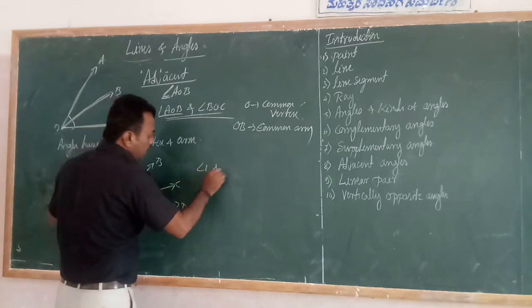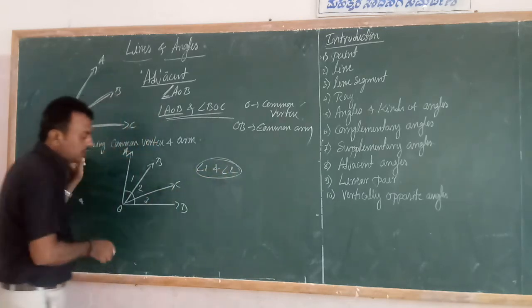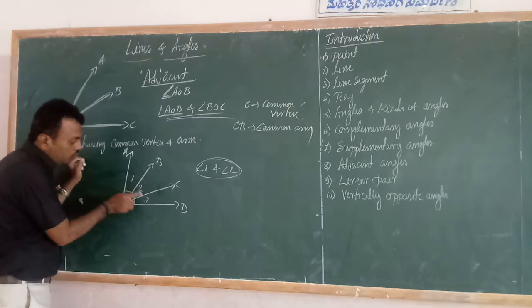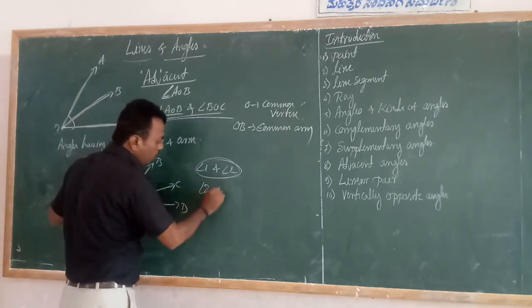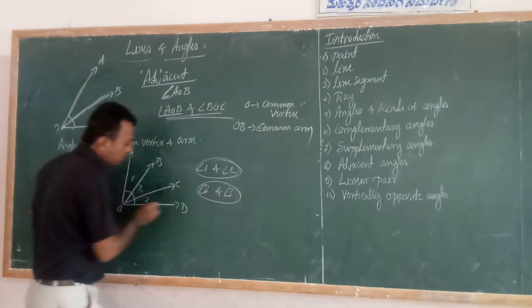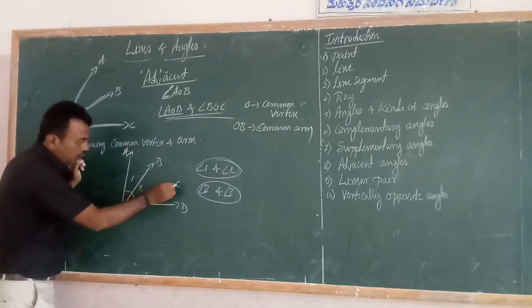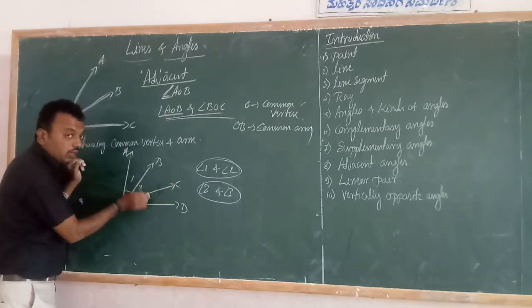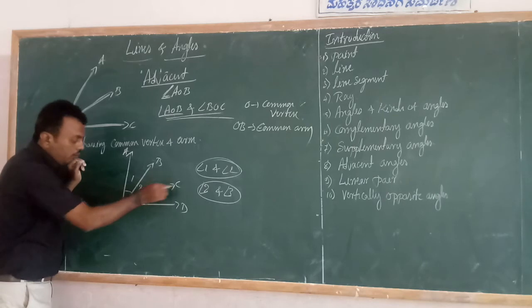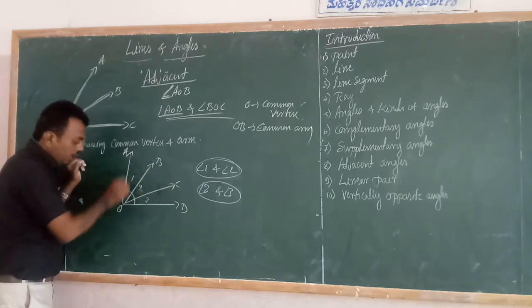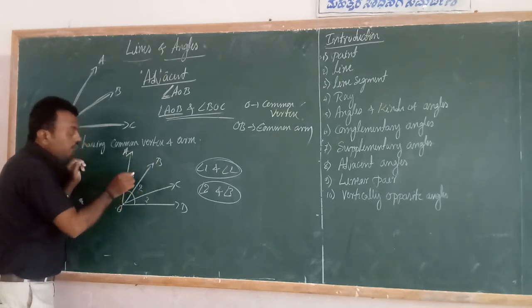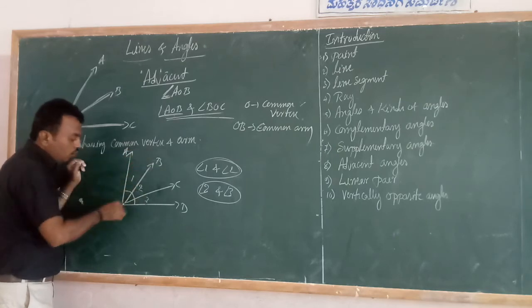Angle 1 and angle 2 are what? Adjacent angles. Or angle 2 and angle 3, these two are also adjacent. BOC and COD are also called adjacent because the common arm is OC and the common vertex is O. In angles AOB and BOC, the common vertex is O and the common arm is OB.